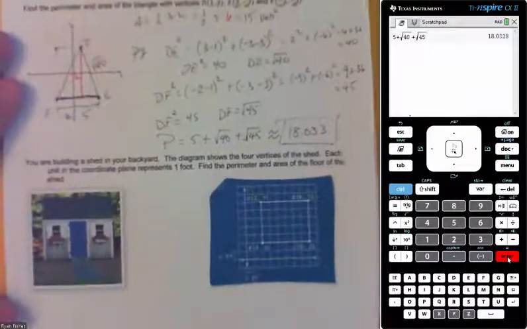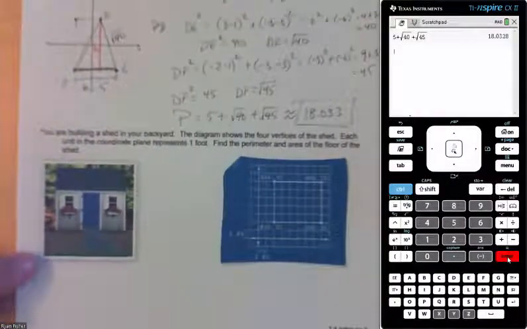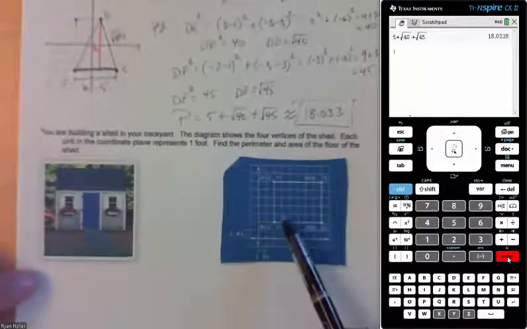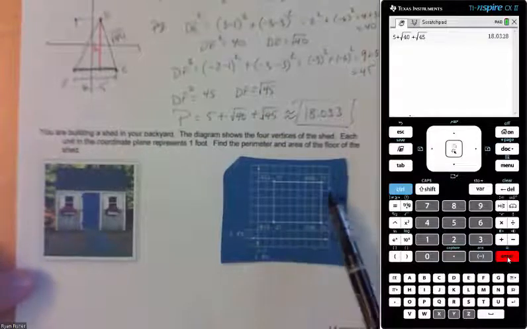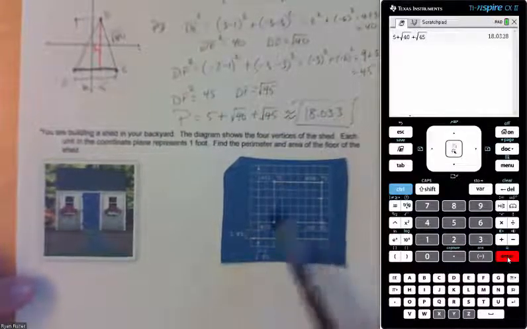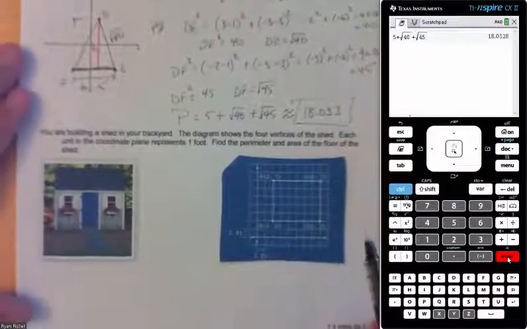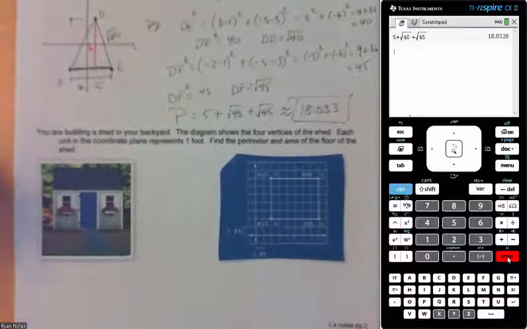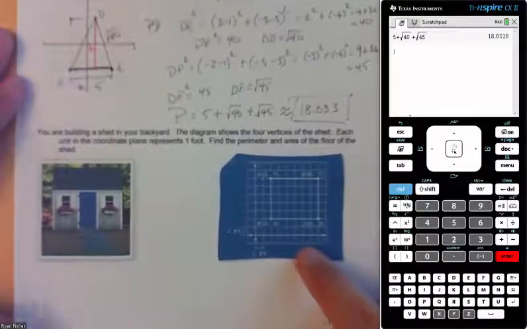Lastly, we're building a shed in the backyard. Here's a picture of what the shed looks like. And then in a blueprint, we've got the base of the shed here. And we want to find the perimeter and area of the floor of the shed. So here's a blueprint of the floor. To find the perimeter and area of this rectangle, I just need to know the side lengths, which means that I should be able to count here.